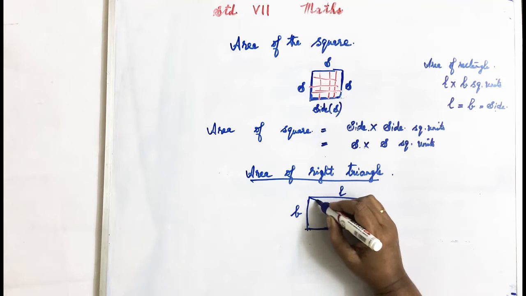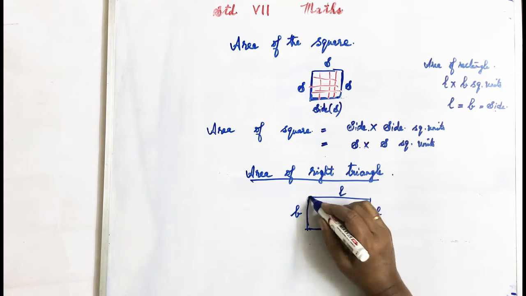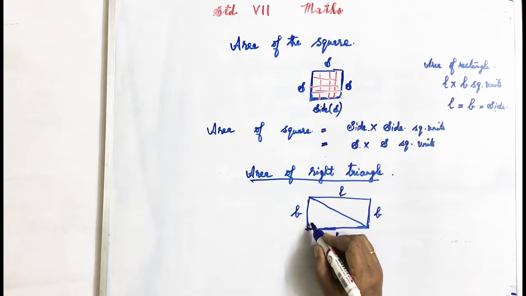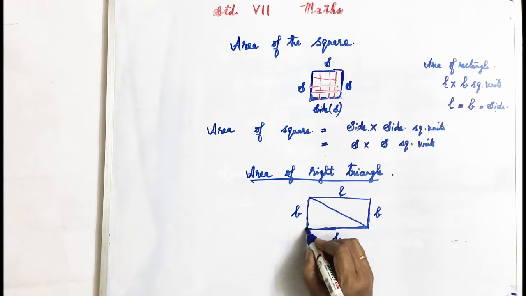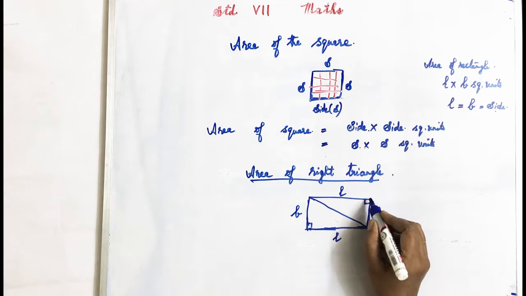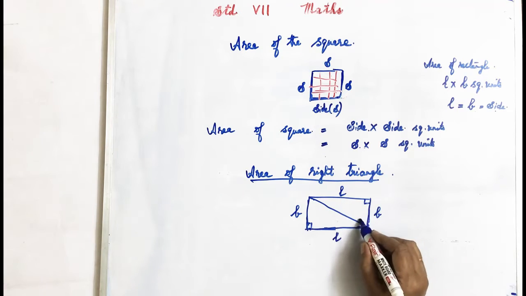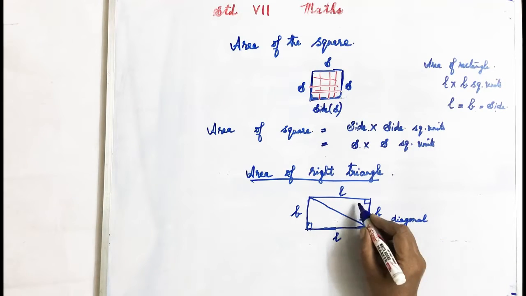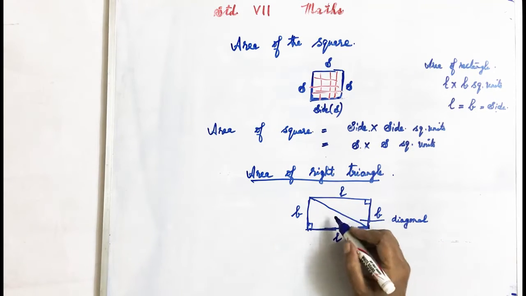Now if we draw a diagonal, this divides the rectangle into two equal right triangles. Why is this a right triangle? Because the angle formed here is 90 degrees and here also the angle formed is 90 degrees. So this is the diagonal. This divides the rectangle into two equal right triangles.